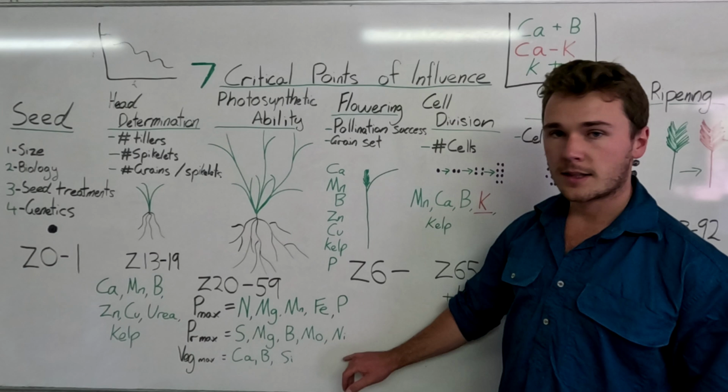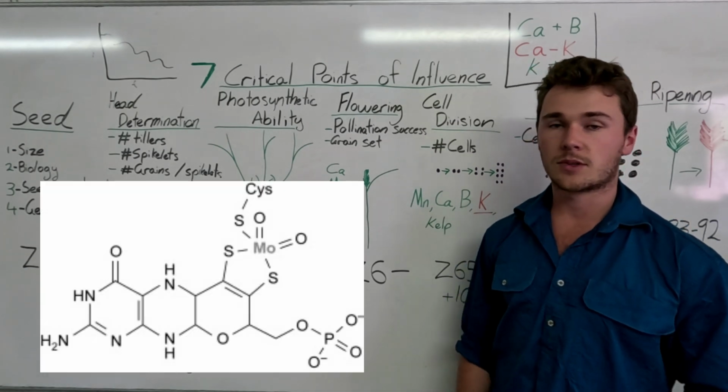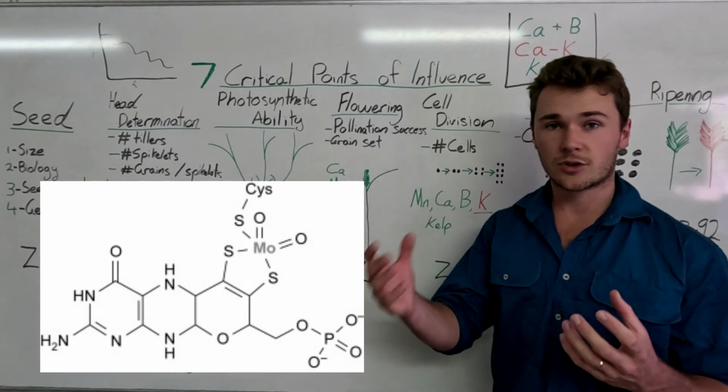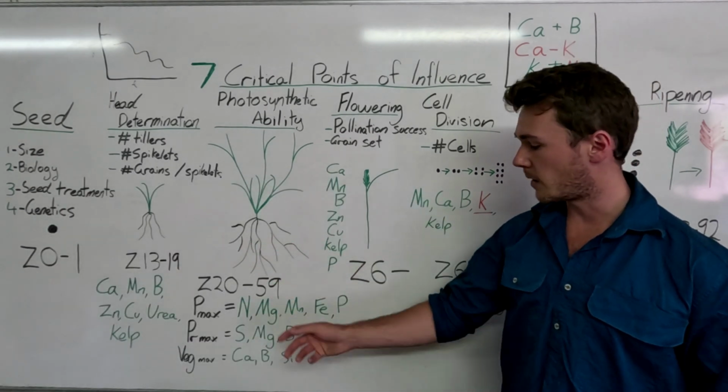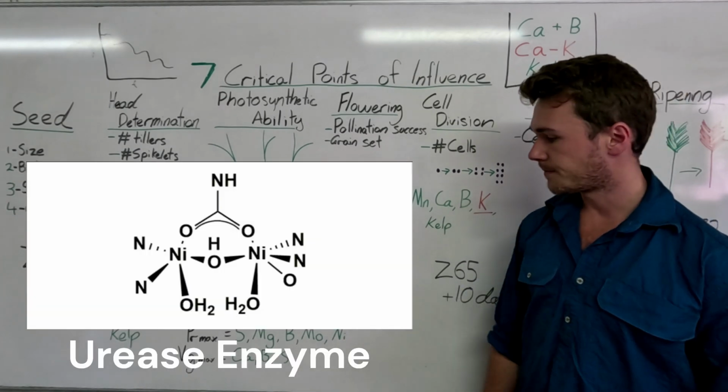Lastly, we have molybdenum and nickel. Molybdenum is important for the nitrate reductase enzyme, so it converts nitrate into nitrite for then to be processed into amino acids. Likewise with ammonium, nickel's important for that conversion.